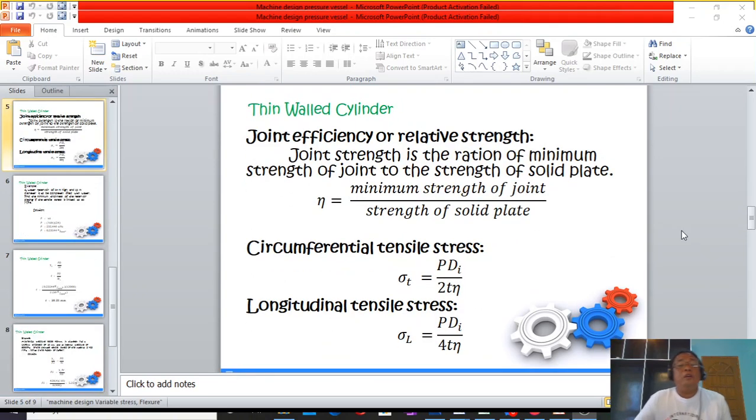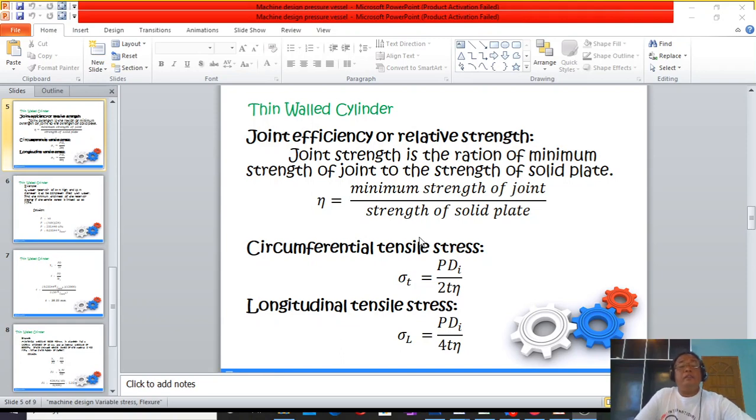So, let us now consider the joint efficiency or the relative strength. What is the definition? Joint efficiency is the ratio of the minimum strength of joint to the strength of solid plate. So for the efficiency, minimum strength of joint divided by the strength of solid plate. Take note, class, the strength of solid plate is of course the maximum strength.